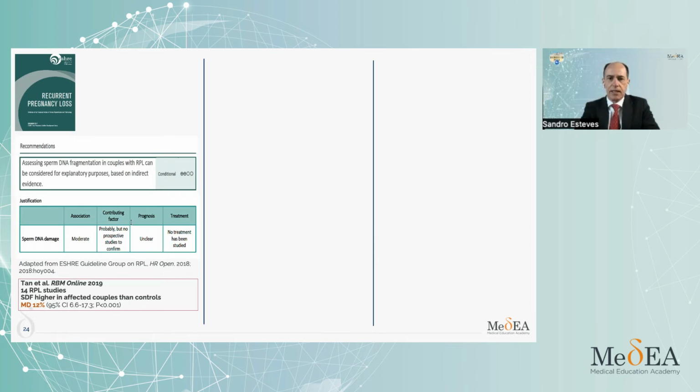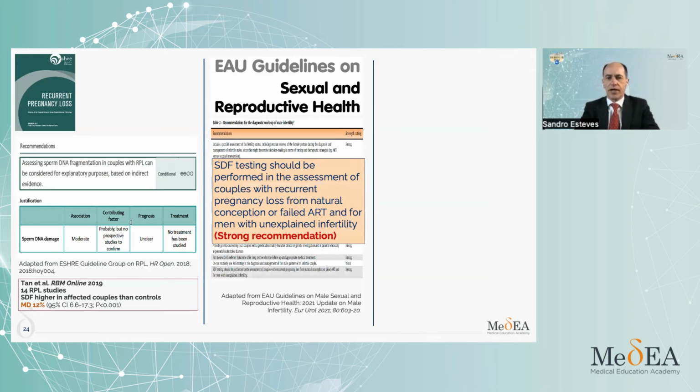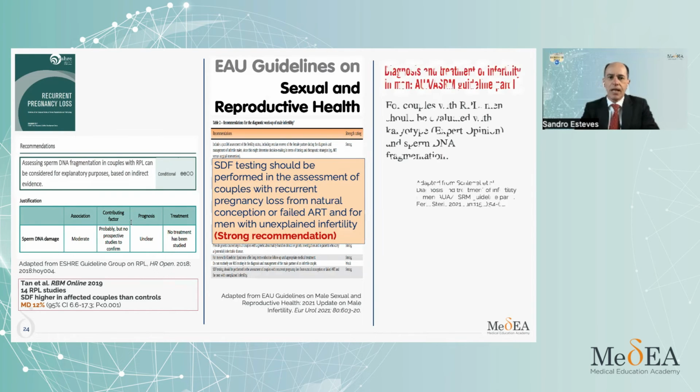And more recently, the European Association of Urology Male Infertility Guidelines provided a strong recommendation for assessing sperm DNA fragmentation in couples with recurrent pregnancy loss from natural conception or failed ART, and for men with unexplained infertility. Also, last year, the joint ASRM-AUA male infertility guidelines included a recommendation for sperm DNA fragmentation testing in men from couples having recurrent pregnancy loss.